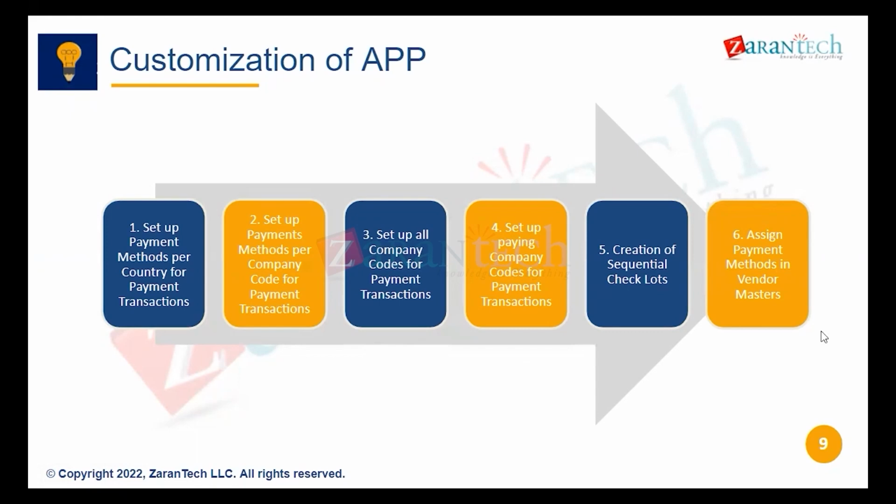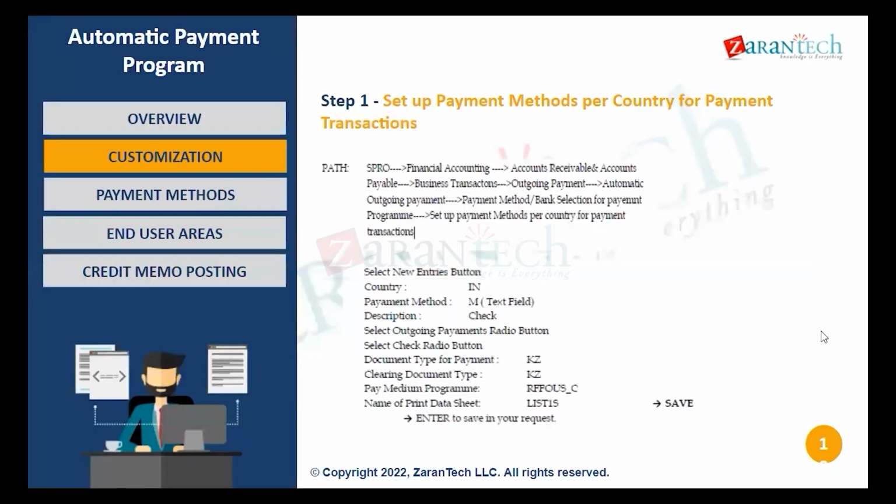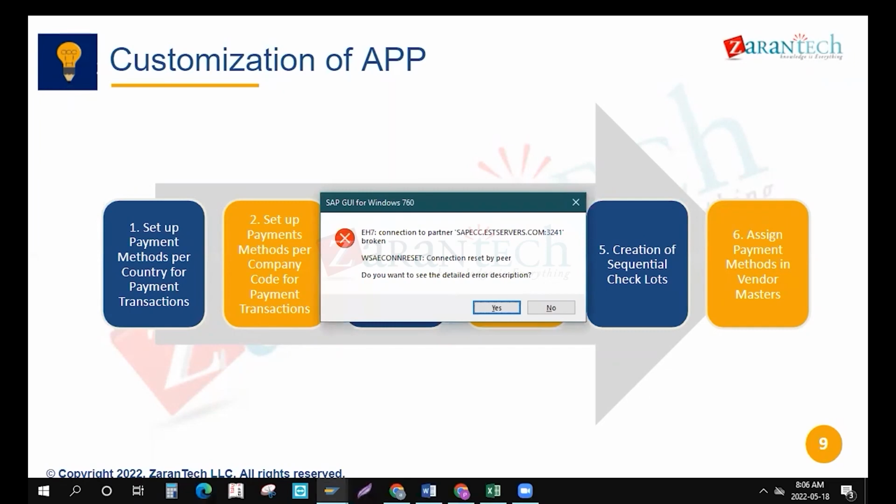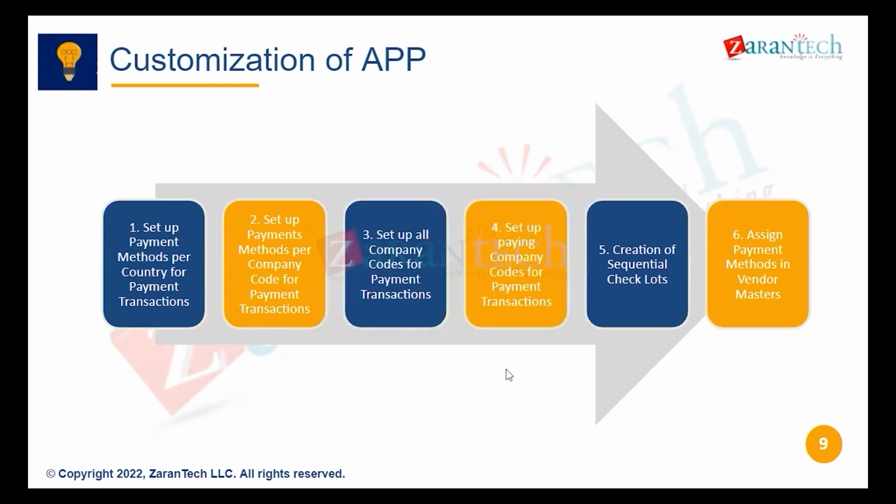Now, how many vendors did we create? We created 2 vendors, or 3 vendors, or whatever. So this step will be done either before we create the vendor, or while creating the vendor we will pick the payment method also. But we haven't picked it, so now we'll see how to update the payment method.